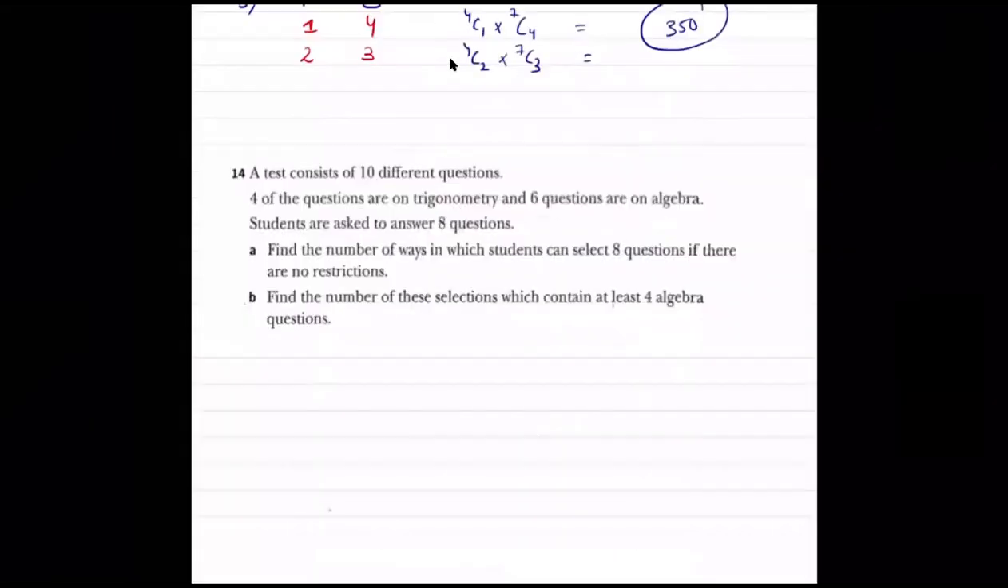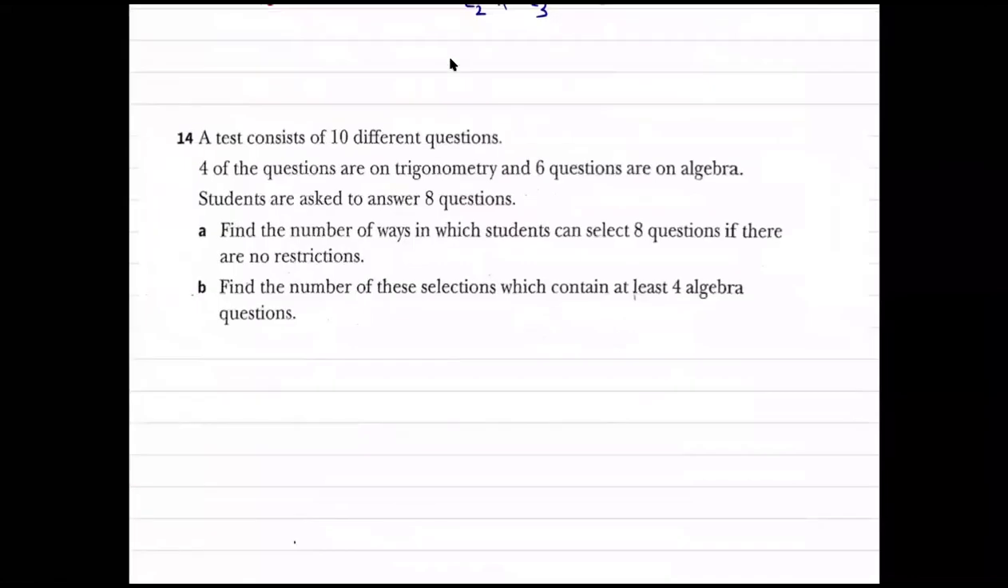All right, good. So a test consists of 10 different questions. Four of the questions are on trigonometry and 6 questions are on algebra. Students are asked to answer 8 questions. Find the number of ways in which students can select 8 questions if there are no restrictions.